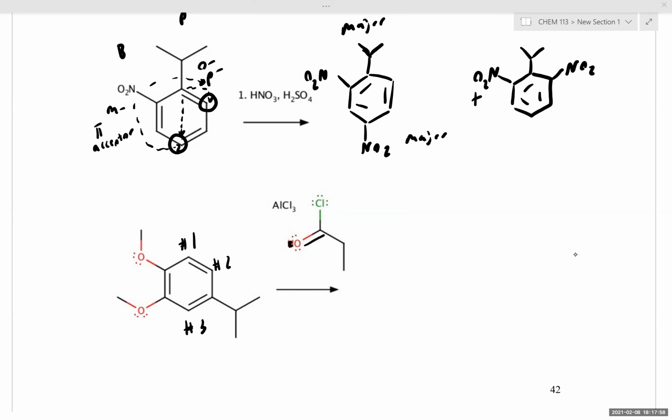Keeping focused on the problem, would anyone like to comment which position we would expect to install our acetyl group at? I have a question. Is it possible with this one for two positions to be just as strong? It is a possibility, but in this case, there is clearly a major product and a minor product.